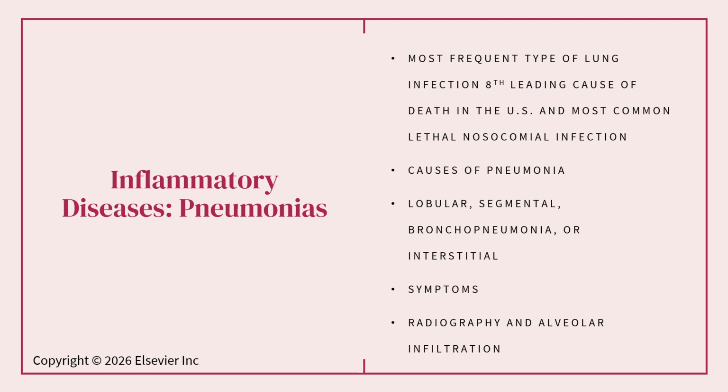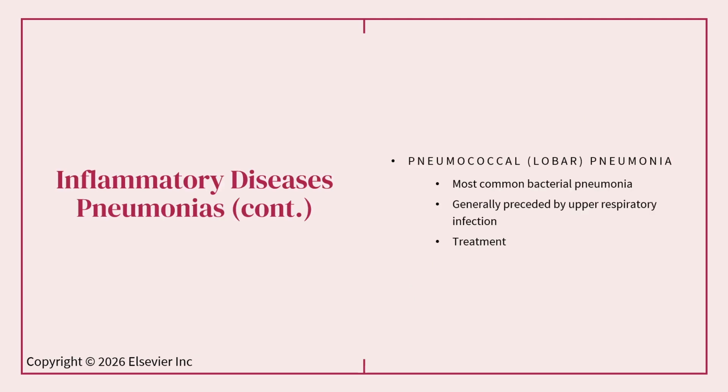There are different types of pneumonia, which are lobar pneumonia, staph pneumonia, Legionnaires' disease, mycoplasma pneumonia, aspiration pneumonia, and viral pneumonia. Pneumococcal pneumonia, or lobar, is the most common bacterial pneumonia and is generally preceded by an upper respiratory infection. A chest x-ray would demonstrate a collection of fluid in one or more lobes.